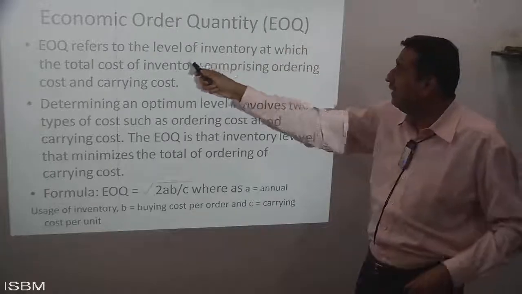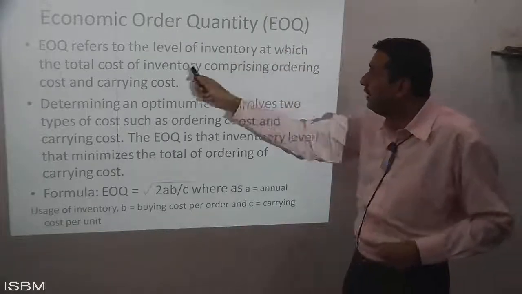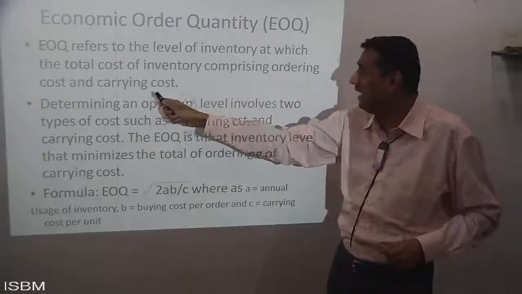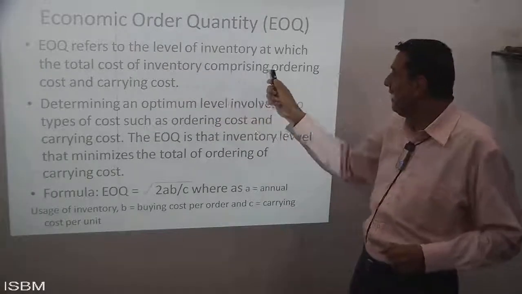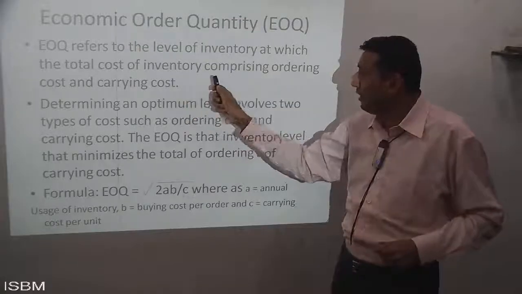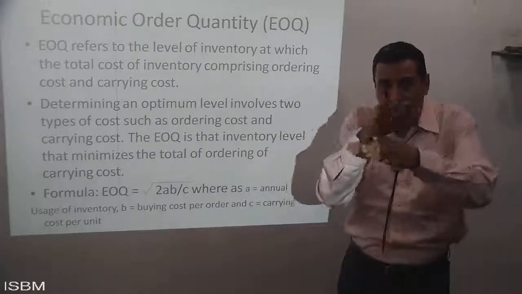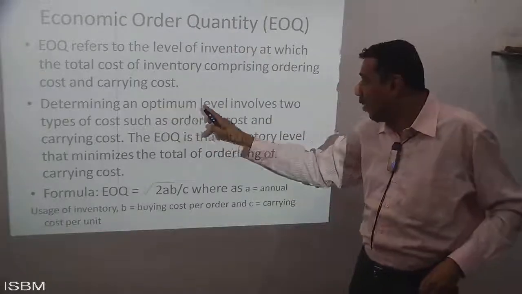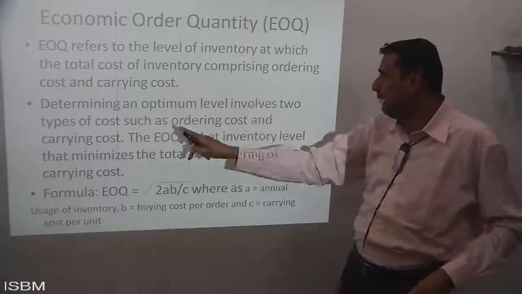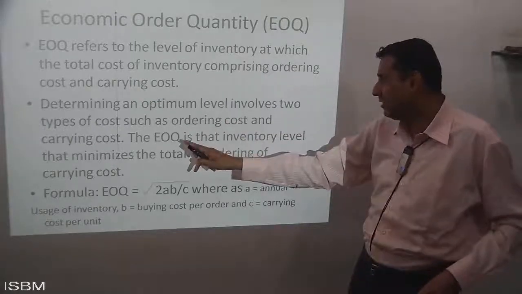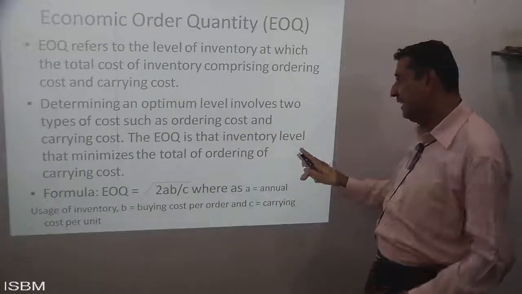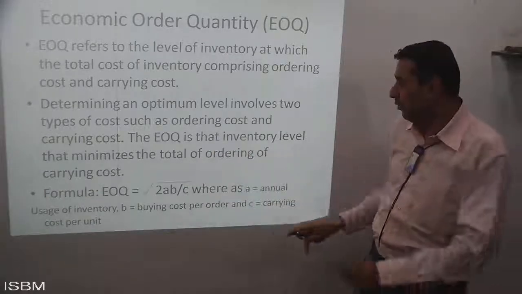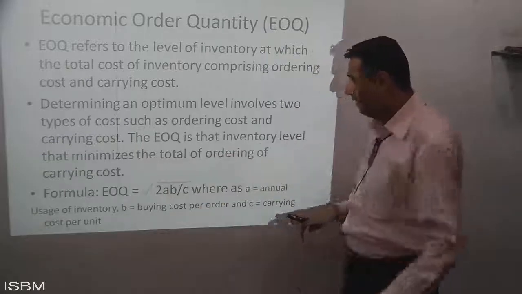Economic order quantity refers to the level of inventory at which the total cost of inventory, comprising ordering cost and carrying cost, is minimized. So carrying cost and ordering cost you have to optimize to achieve this economic order quantity. Determining an optimum level involves two types of costs: ordering cost and carrying cost. The EOQ is that inventory level that minimizes the total of ordering and carrying cost. So it works on this formula.